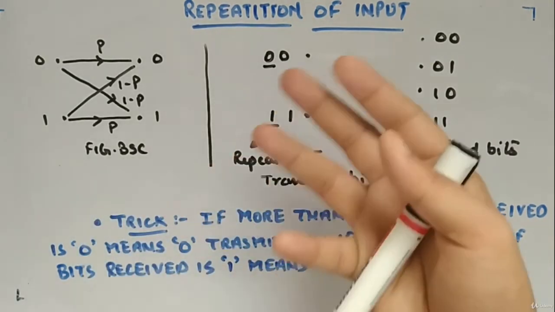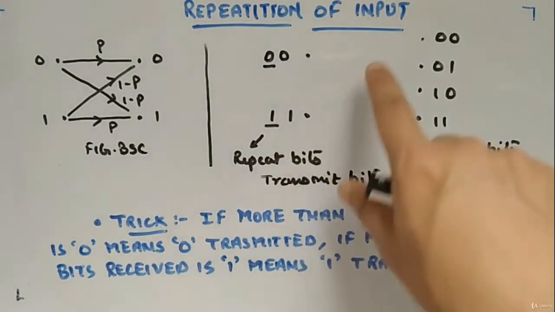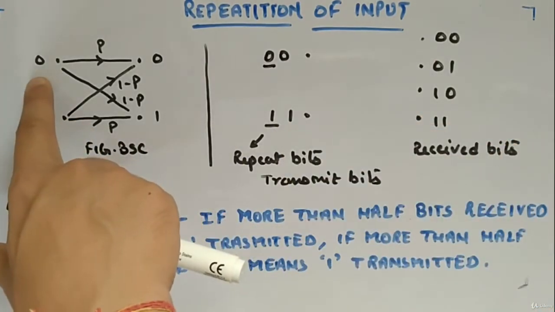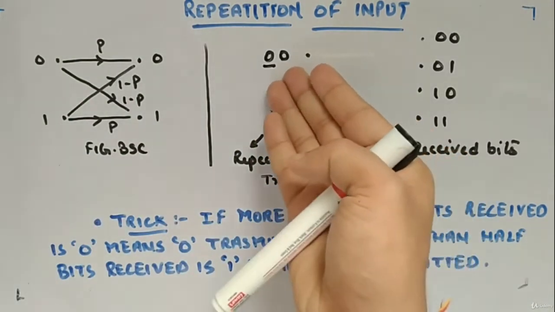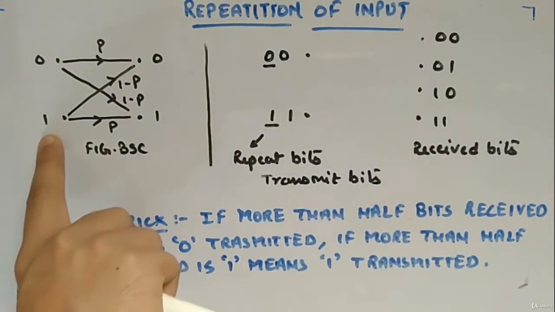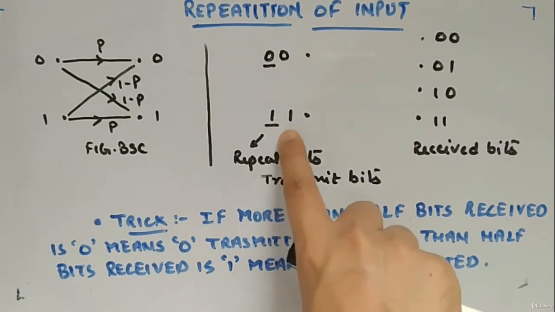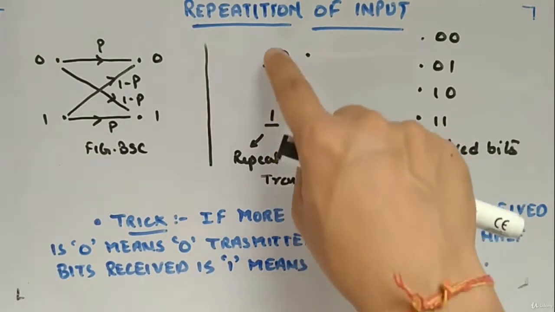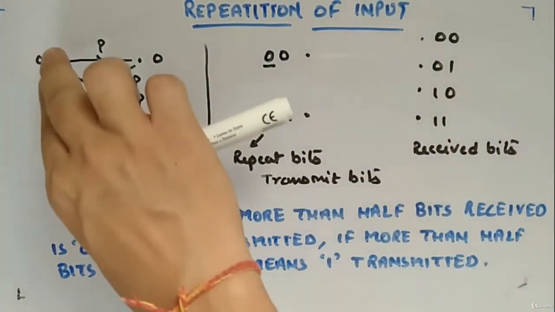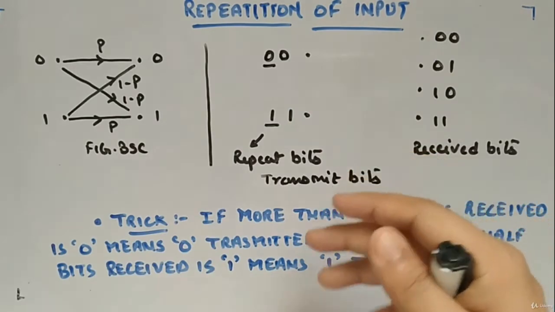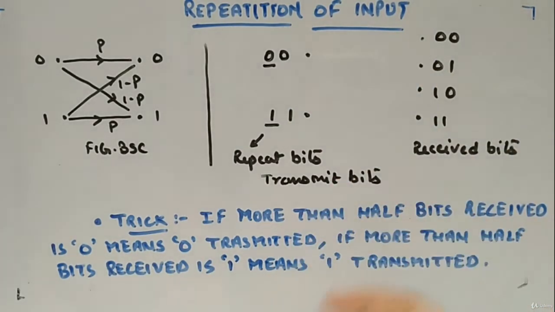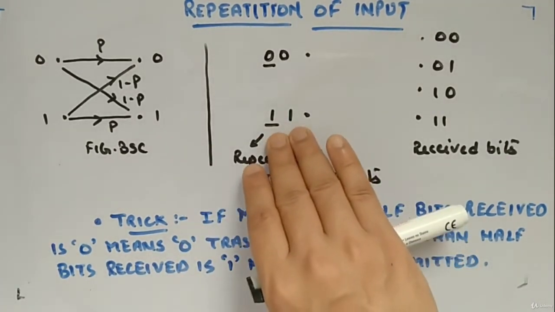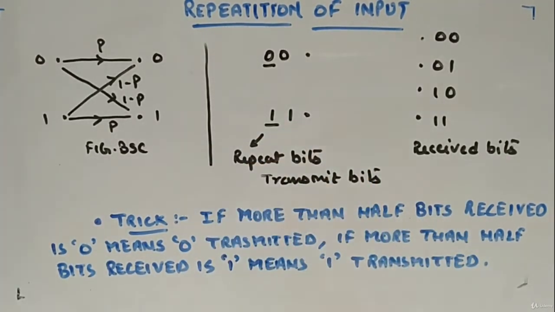Now sometimes, for more reliability and better communication, you send repetition of inputs. Instead of sending 0, you will send 2 times 0. Instead of sending 1 time 1, you will send 2 times 1, just for better communication. So these are the repeat bits. Although you are sending the same information, 0 and 1, you are just sending it more times for better communication. So on the transmitter side you will send 0 0, or 1 1.